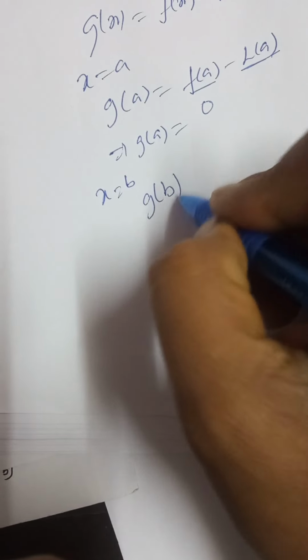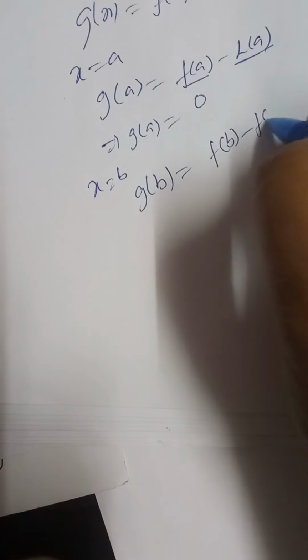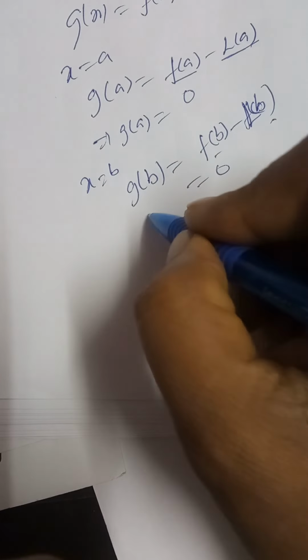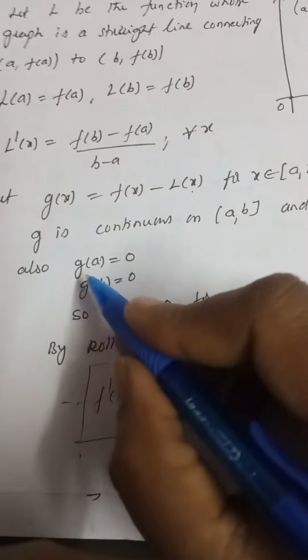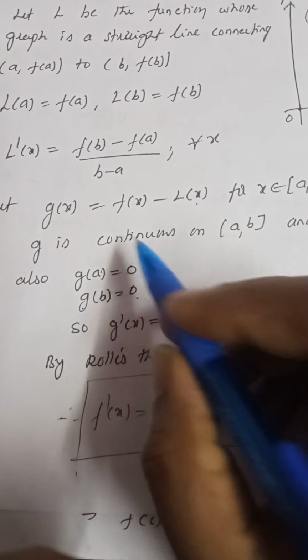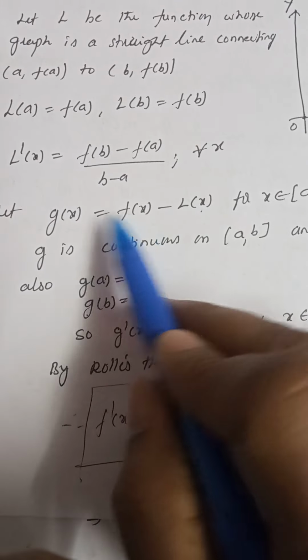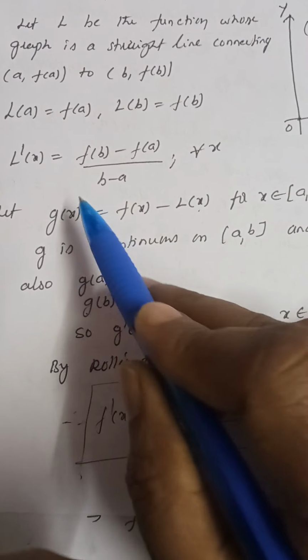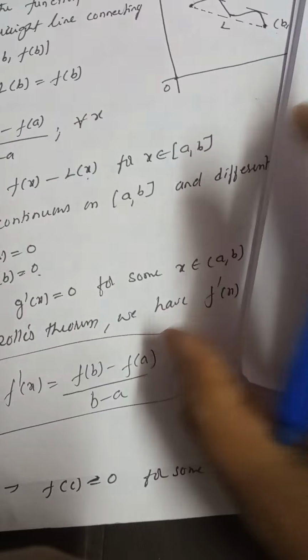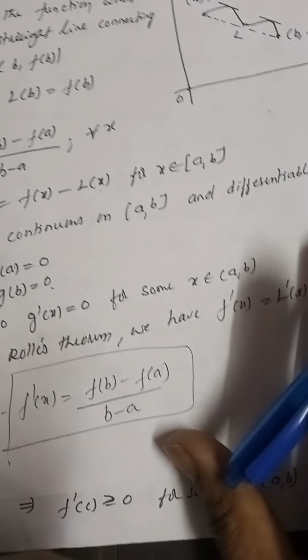If you substitute x is equal to b here, g of b is equal to f of b minus L of b, right? Both are same, therefore this is also 0. Now we know that g of a is 0, g of b is 0, because we are using this function, right? In the place of x we are substituting a, in the place of x we are substituting b, and we got g of a is equal to 0, g of b is also 0.